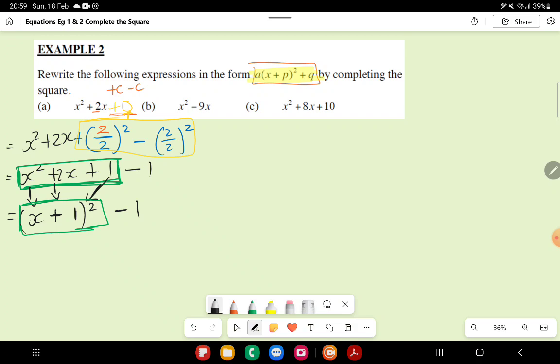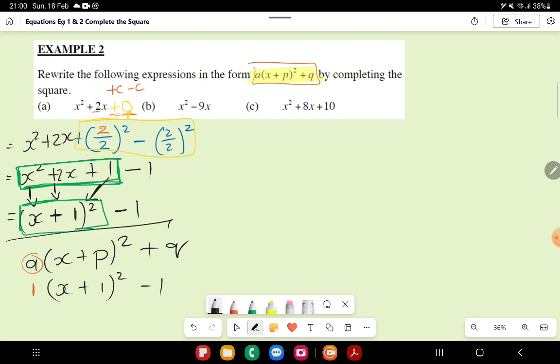Now, is this my final answer? Yes, it is, but let's compare it. We actually wanted a(x plus p) squared plus q. What do we have? We have x plus 1 squared minus 1. So the only thing that's missing is technically this a, which is 1. So this here is our final answer.